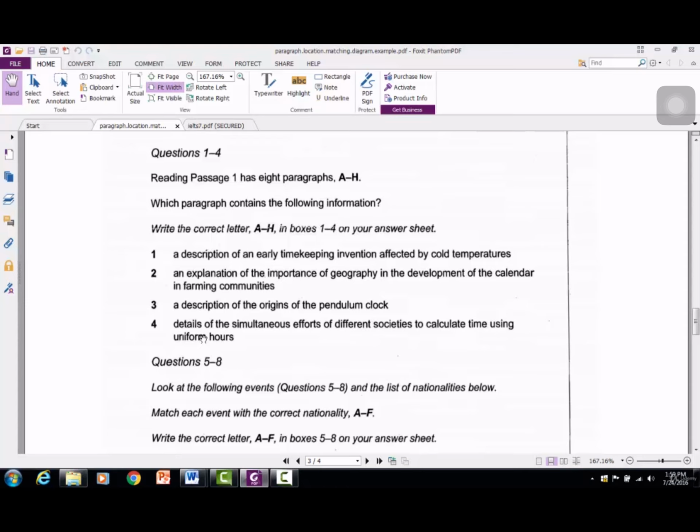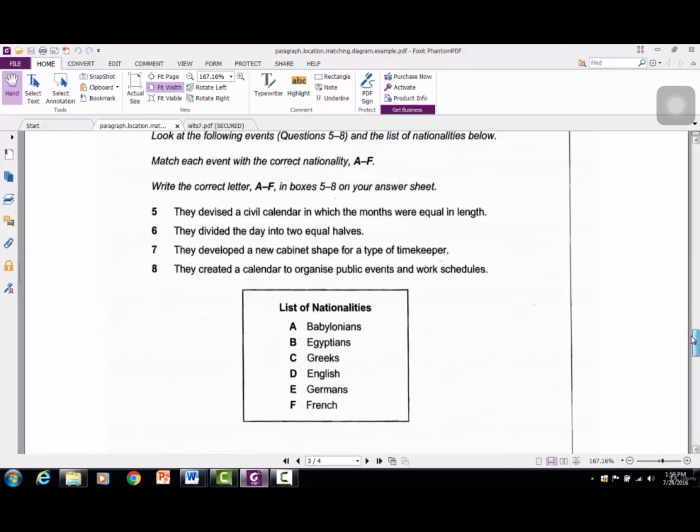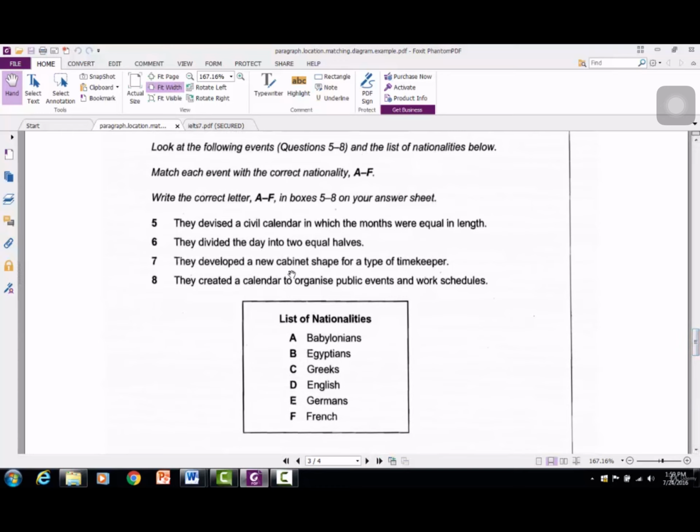Okay, so now we've circled the keywords. You circle the keywords on your paper. If you have the book like I recommend, you circle the keywords on your paper. Now we're going to leave the paragraph location question, and we would go do the matching question.